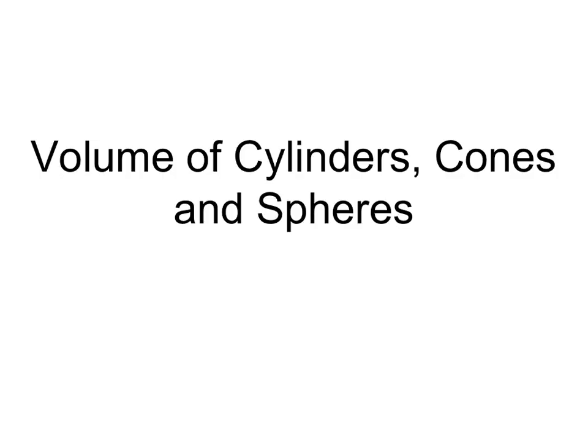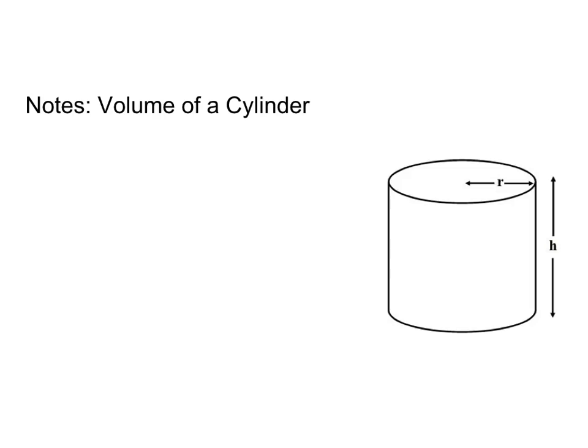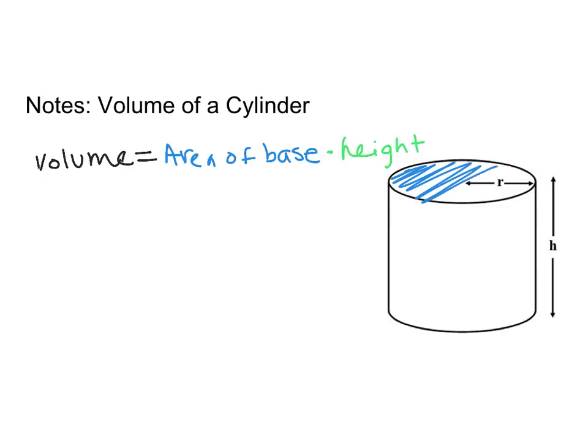In this video, we will practice using the formulas to calculate the volume of cylinders, cones, and spheres. So we'll start with the one that we already know, the volume of a cylinder. So far, we've been talking about the volume of the cylinder as the area of the base times the height. Now we know the area of the base for all cylinders is a circle.